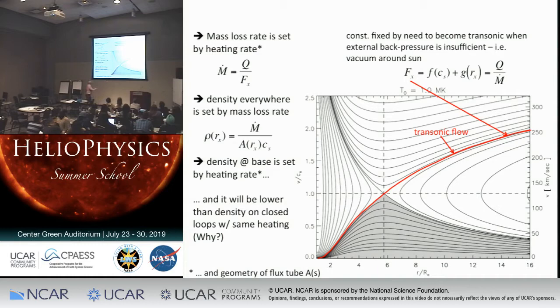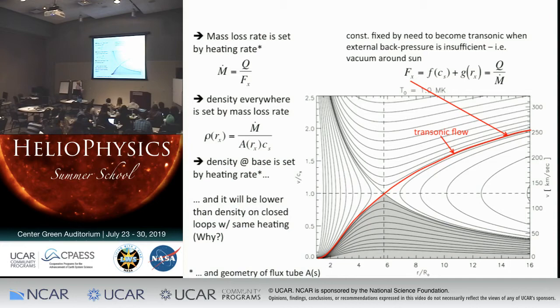If you back out all the math, one of the things you'll then see is the mass loss rate is set by the heating rate. Okay, that's what established the energy loss rate, Q, which is what we needed to have be constant. So by the time you've done all this, you find out that your star is going to lose material, it's going to go supersonically, at a rate that's proportional to the energy, the heating rate. The density everywhere is set by the restrictions posed by this transonic curve. And so once you know the heating rate, you should know the density everywhere else.